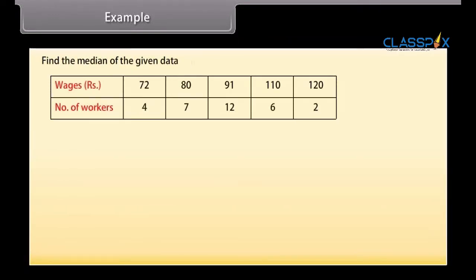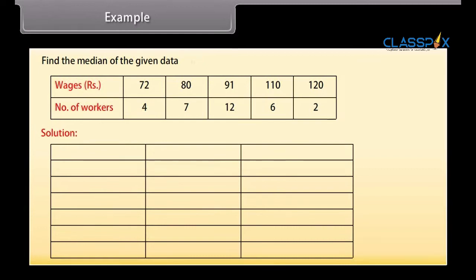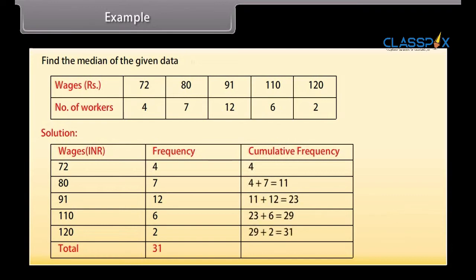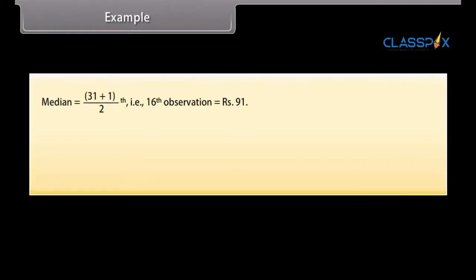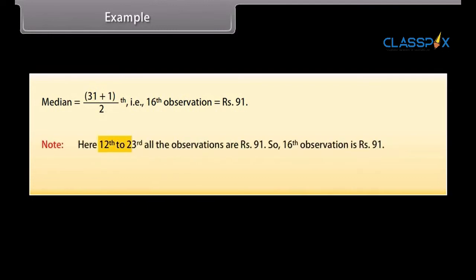Find the median of the given data. Solution. In the first column, we have written the given wages. We have written the given frequency. The sum of the frequencies is 31. In the third column, we have found the cumulative frequency for each wage by adding the previous frequency to the current frequency. After that, we have found the median, which is the (31 plus 1) by 2th, that is the 16th observation, which equals rupees 91. Here 12th to 23rd, all the observations are rupees 91. So, the 16th observation is rupees 91.